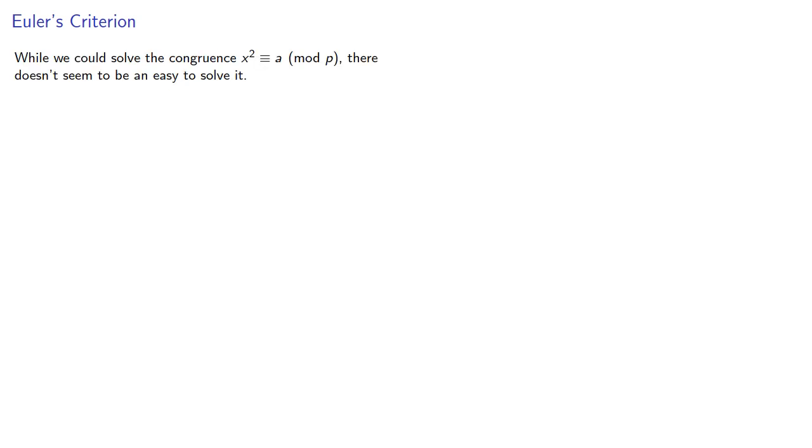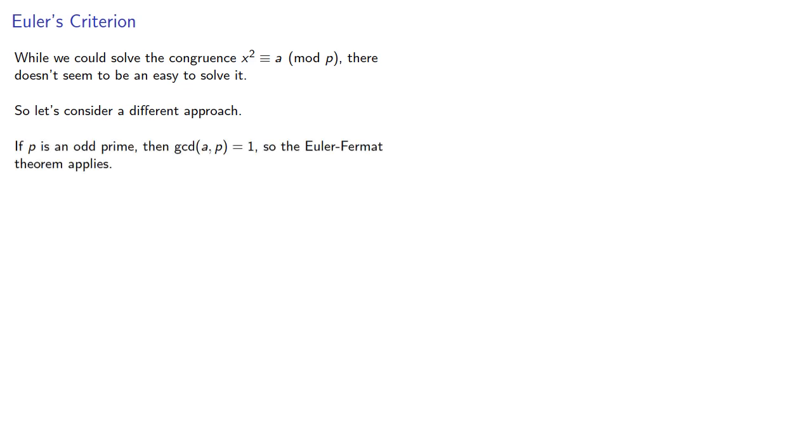While we could solve the congruence x squared congruent to A mod P, there doesn't seem to be an easy way to solve it. So let's consider a different approach. If P is prime, then the greatest common divisor of A and P is 1 for any value of A, so the Euler-Fermat theorem applies. And since P is prime, phi of P is P minus 1, and so we know that A to the power P minus 1 is congruent to 1 mod P.